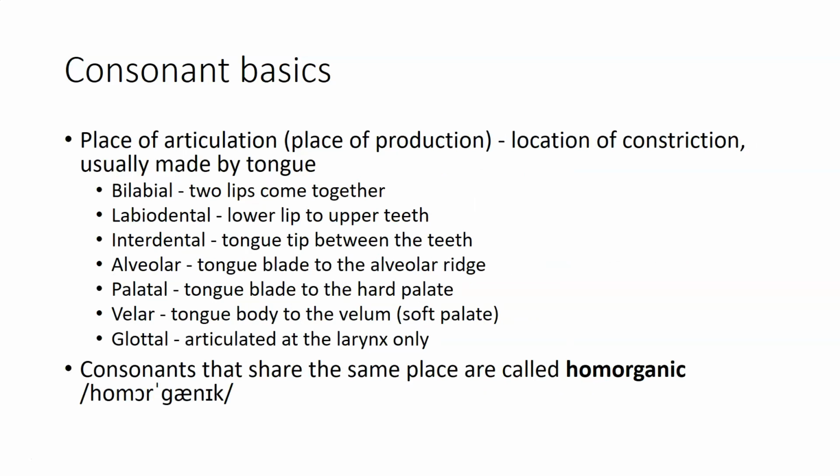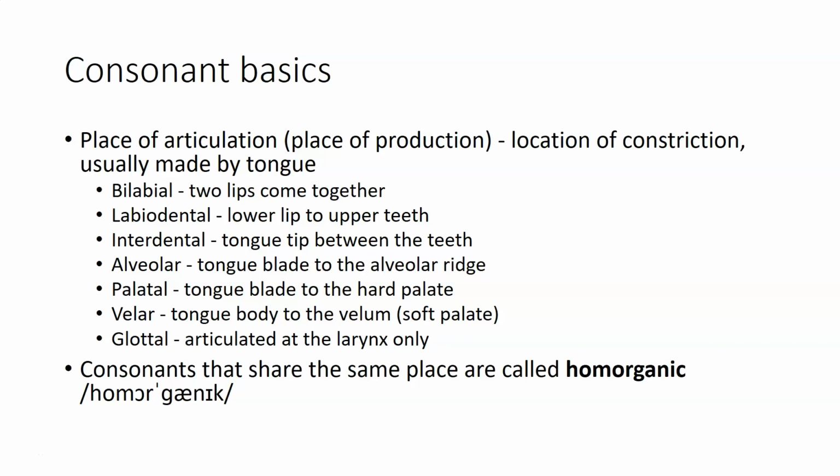Each consonant also has a place of articulation or a place of production, which is the location of the constriction, to the extent that it has one. Most of these constrictions are made by the tongue, but bilabial consonants, for example, involve the two lips coming together, and labiodental consonants involve the lower lip moving to the upper teeth. In interdental consonants, the tongue tip is placed between the teeth.